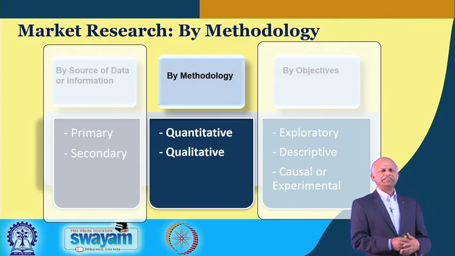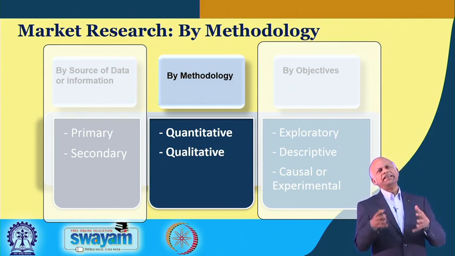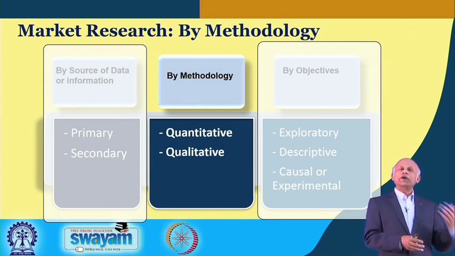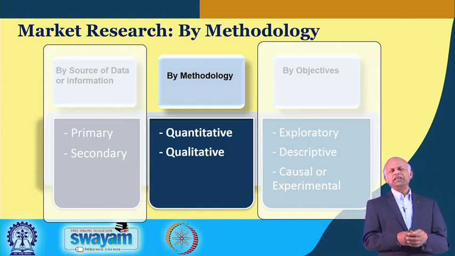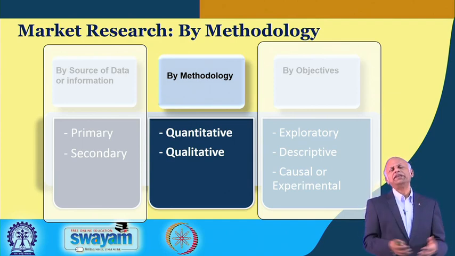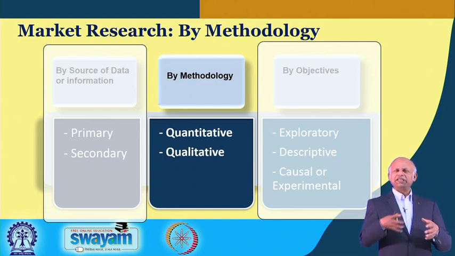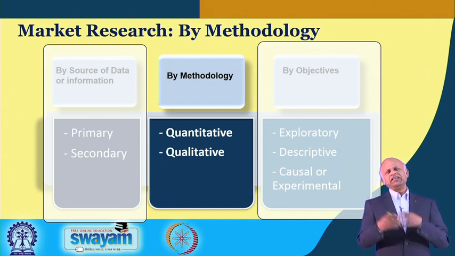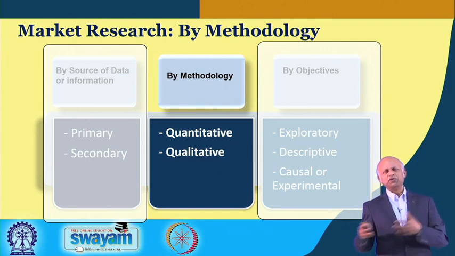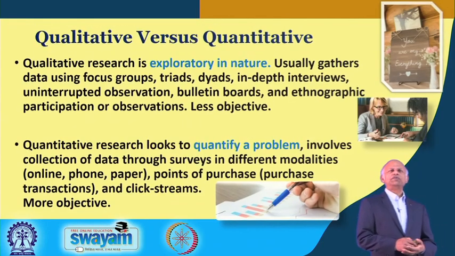Now, after market research by sources of data, primary and secondary, the next one is by methodology, and methodology can be quantitative, qualitative. Quantitative means you ask questions that elicit responses in terms of some numerical data, so that you get numerical value and it becomes objective. Whereas, qualitative, maybe you ask a question where people express their level of satisfaction, something like good, bad, or very good, which is kind of a qualitative answer, and it is not objective, it is subjective. So, let us move forward.